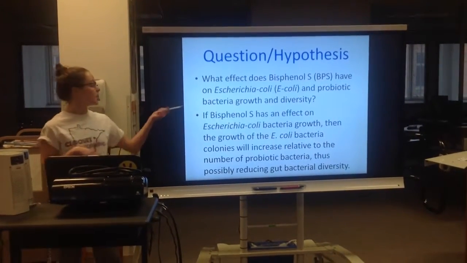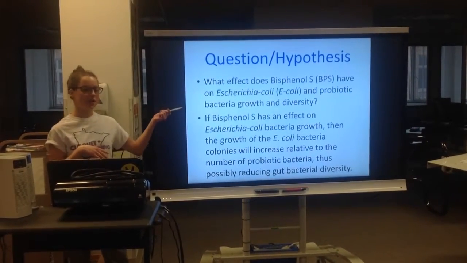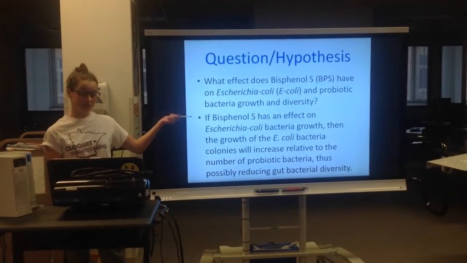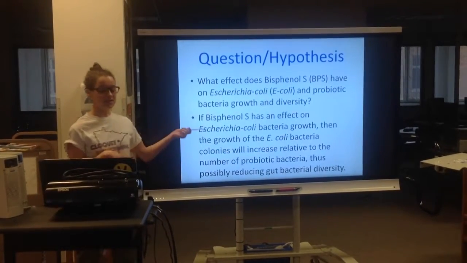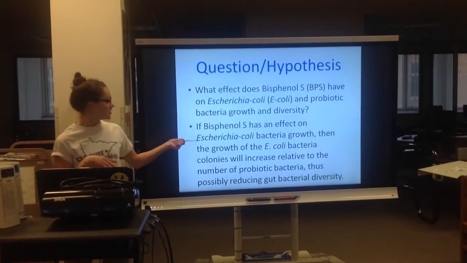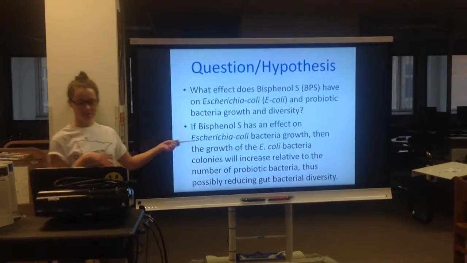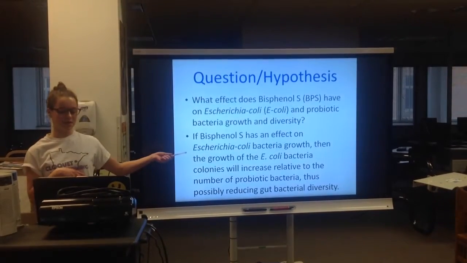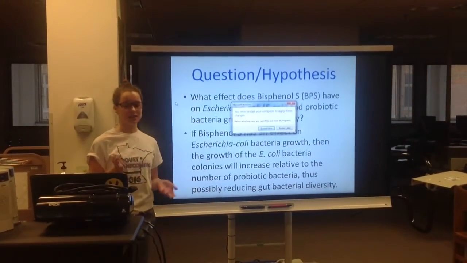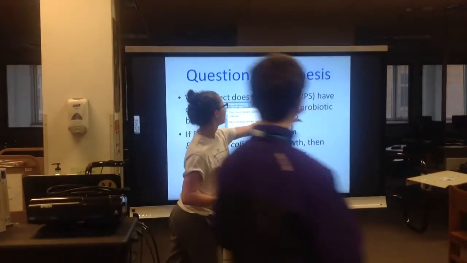So the question is, what effect does bisphenol S have on Escherichia coli and probiotic bacteria growth and diversity? And the hypothesis is, if bisphenol S has an effect on Escherichia coli bacteria growth, the growth of E. coli bacteria colonies will increase relative to the number of probiotic bacteria, thus possibly reducing gut bacterial diversity.